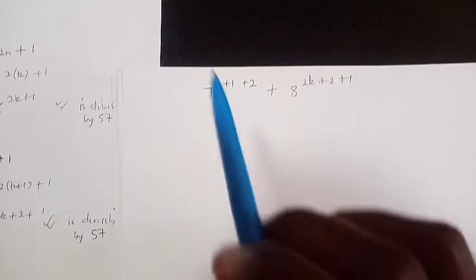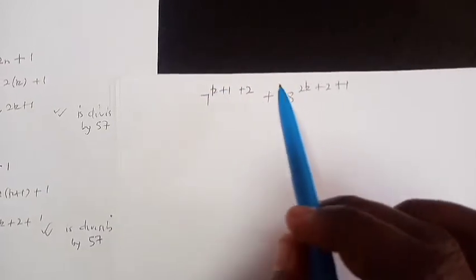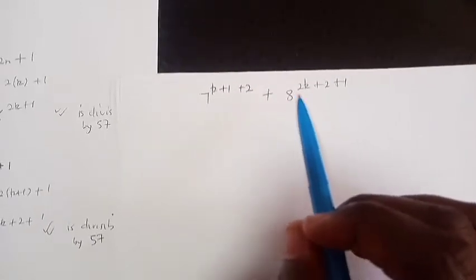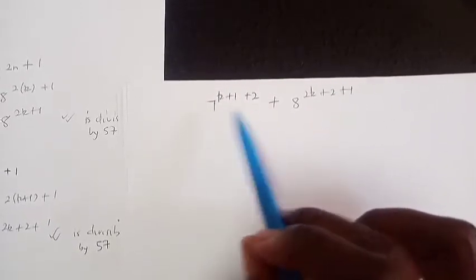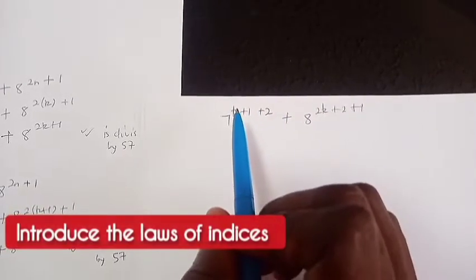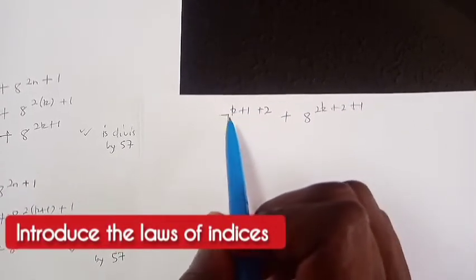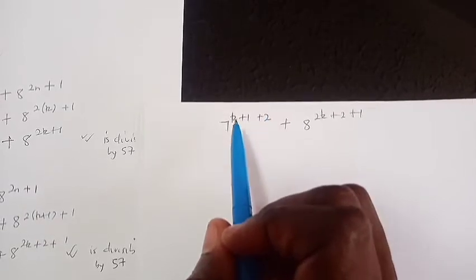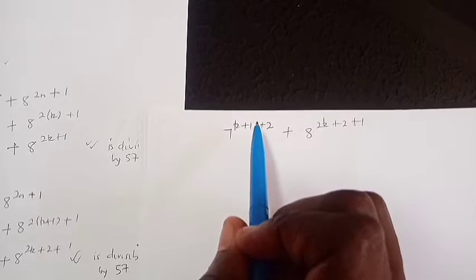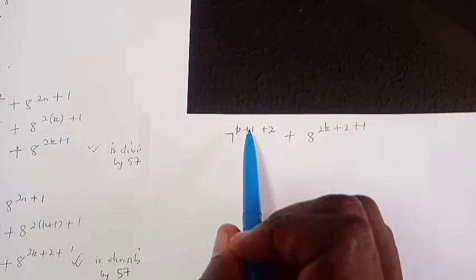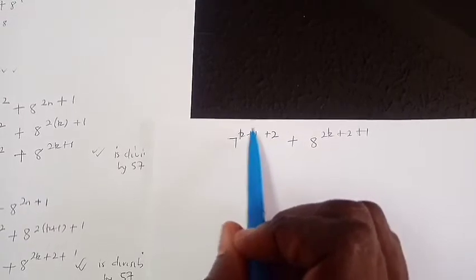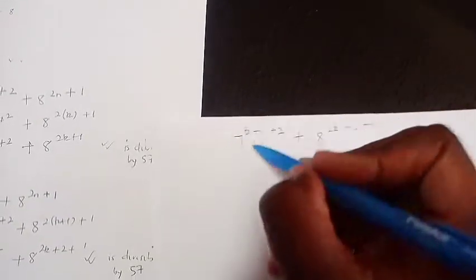Okay, so now we are going to make sure that this equation proves to be true, that it can indeed be divided by 57. So what are we going to do here? We are going to introduce the law of indices. So this expression 7 to the power of k plus 1 plus 2 means that we are saying 7 to the power of k multiplied by 7 to the power of 1 multiplied by 7 to the power of 2. So I want to remove this 7 to the power of 1 in the middle and leave k plus 2 as one expression.